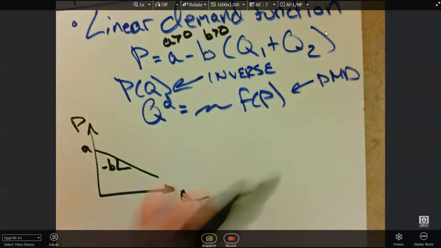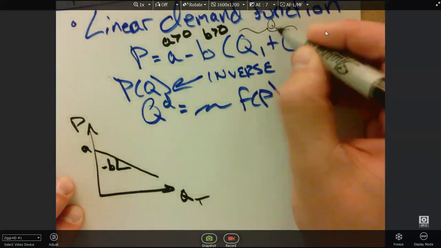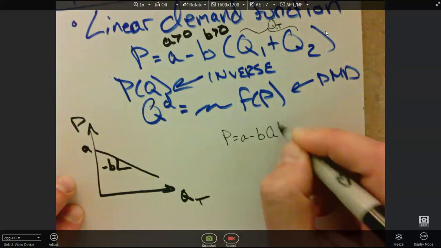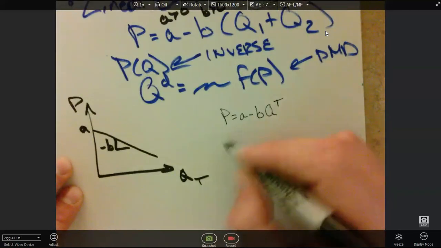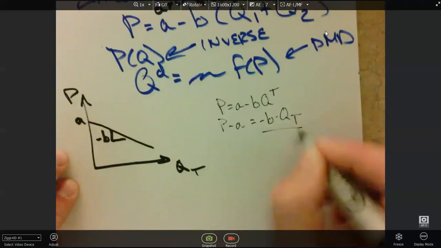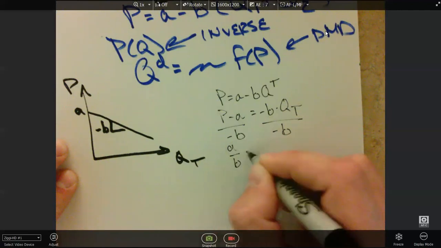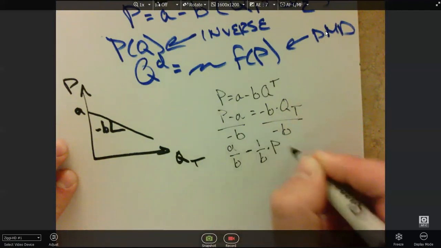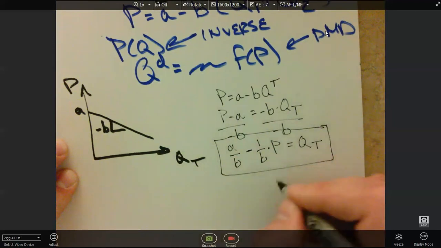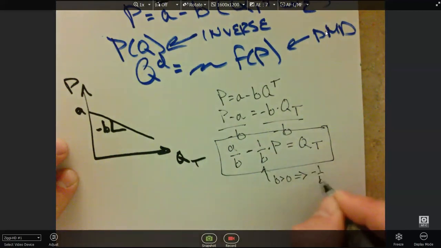Now let's go ahead and manipulate this around. Let's say this quantity is equal to QT. Then we've got P equals A minus B QT. Then we've got P minus A equals negative B times QT. Divide everything by negative B, and we end up with A over B minus 1 over B times P equal to QT. And so since B is greater than 0, therefore negative 1 over B is less than 0.